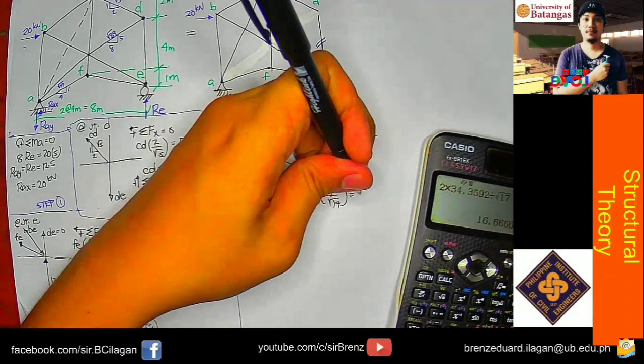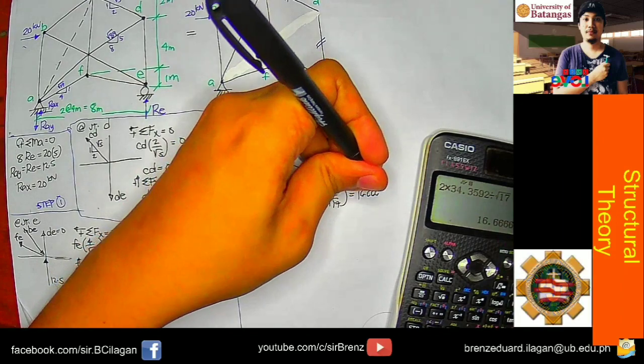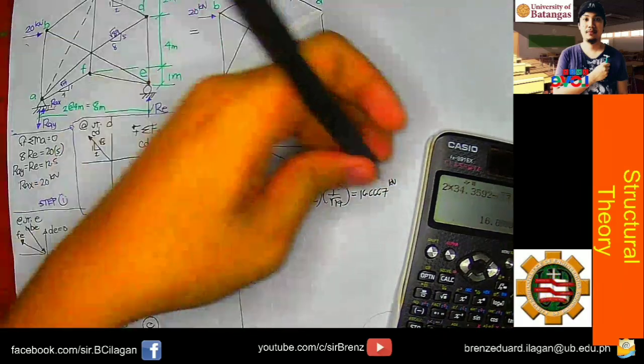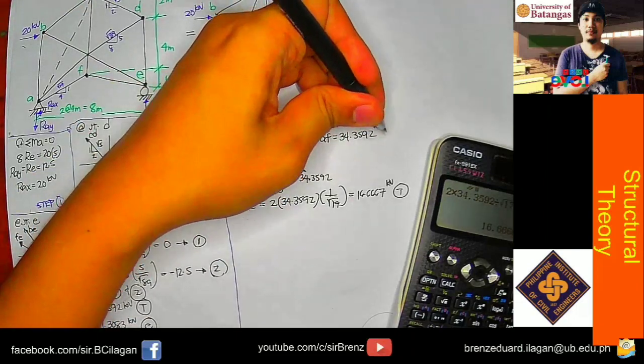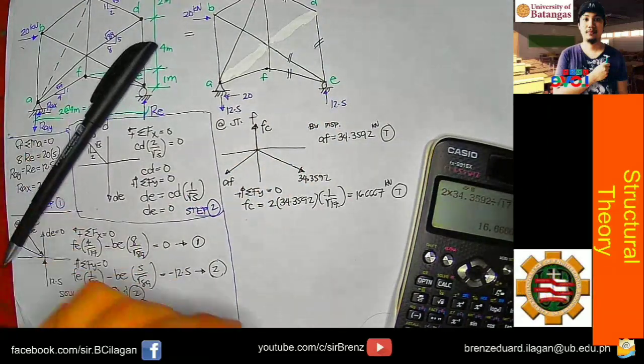So 16.6667 kilonewtons. So this is in tension. Okay? So again, ito, that is also in tension. Okay, so ayun. So we're done with joint F.